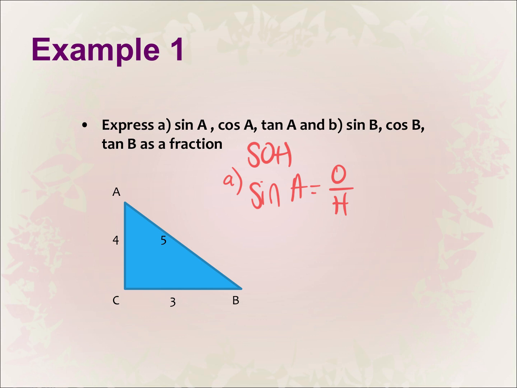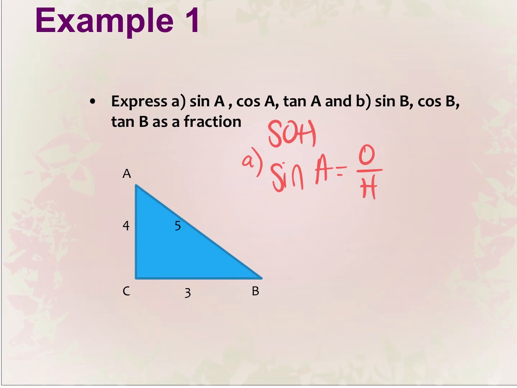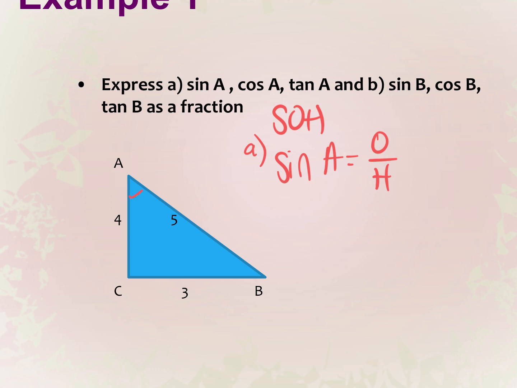All right, find capital A on your diagram. That's right here. What side is opposite capital A? 3. So we're going to substitute wherever we see O, we're going to put a 3. And what is the length of my hypotenuse? Very good. My hypotenuse is the 5. There should be a 90 angle there, by the way. So it should be 3 over 5. Cool?